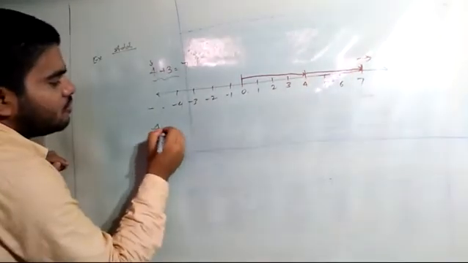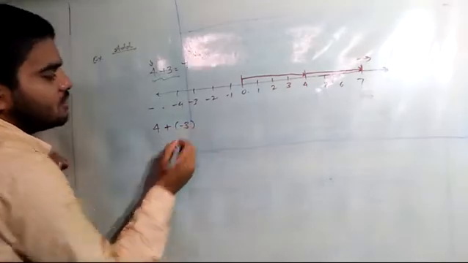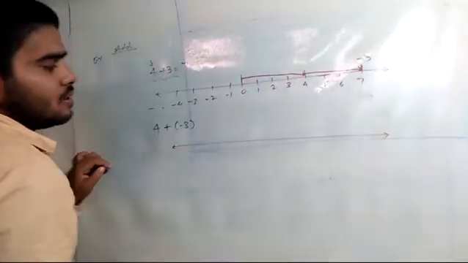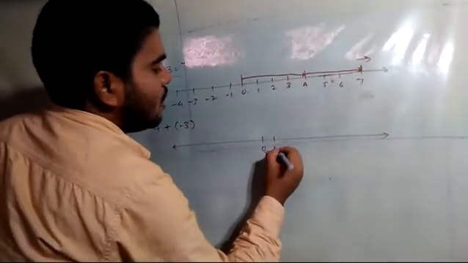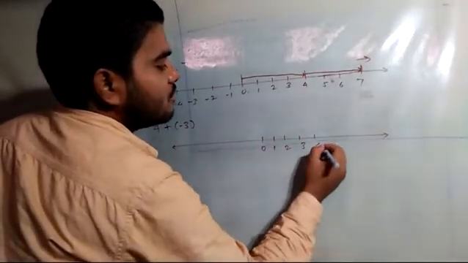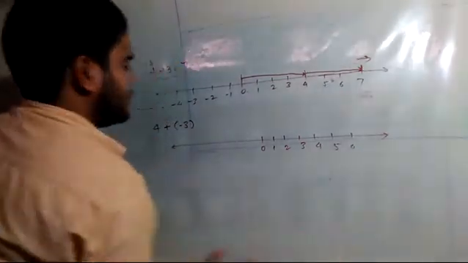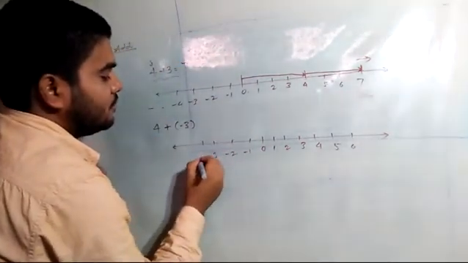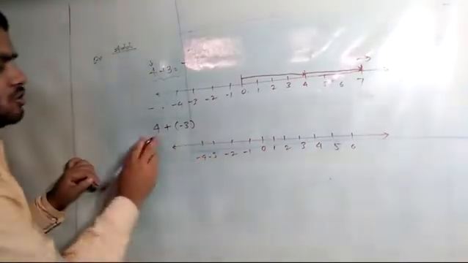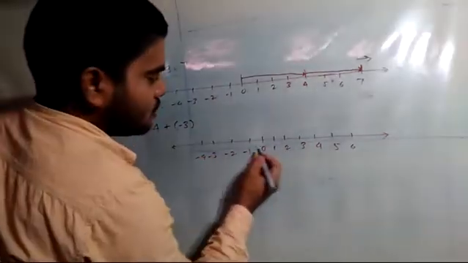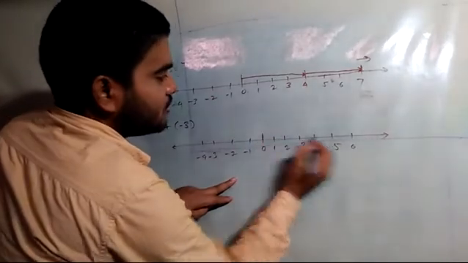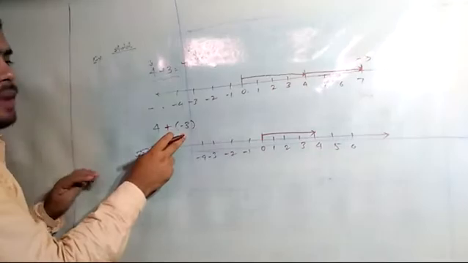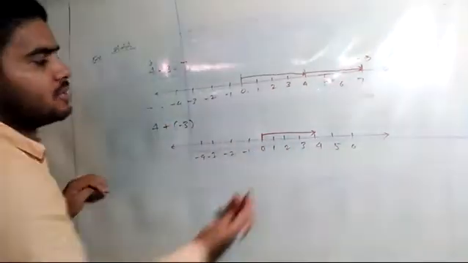If you have 4 plus -3, now you see, here 0, 1, 2, 3, 4, 5, 6, and the negative side 1, 2, 3, 4. Now you see 4 minus 3. First I have to go from 0 to 4. Here is my 0, here it is my 4. So I will come up to here. Now what do I have to add? Minus 3. Minus 3 means coming this side.